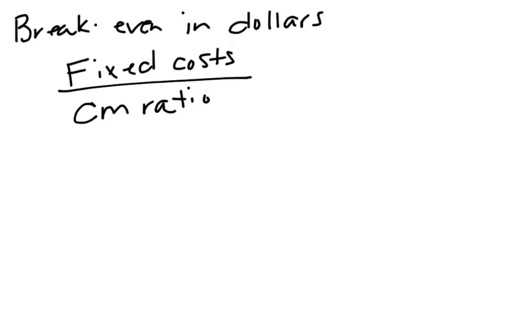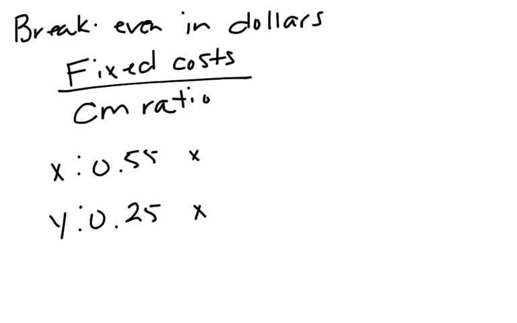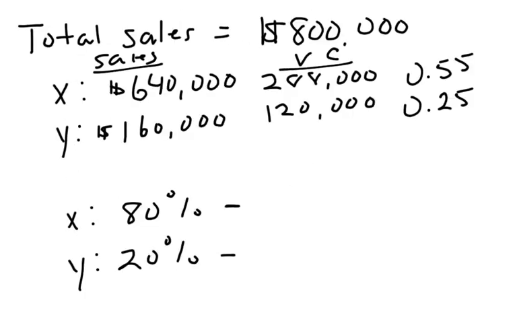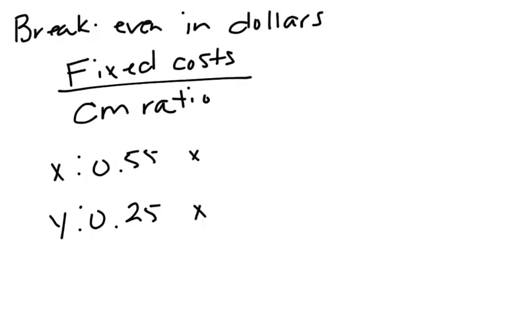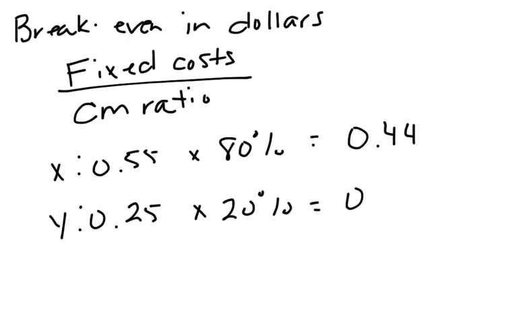So, what I need to do is take that for X, that 0.55, and for Y, take the 0.25 and multiply it by their sales mix percentage. X was 80%, Y was 20%. So we'll take the 80% or 0.80, however you want to write this, and the 20%. That means that as a weighted average, I have 0.44 for X and 0.05 for Y. Overall, that comes to 0.49 as a weighted contribution margin ratio.